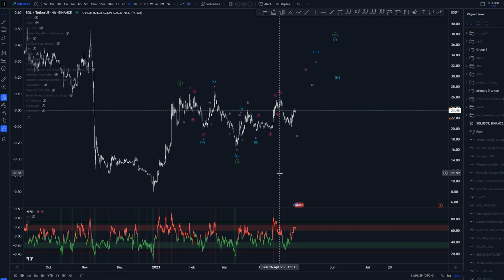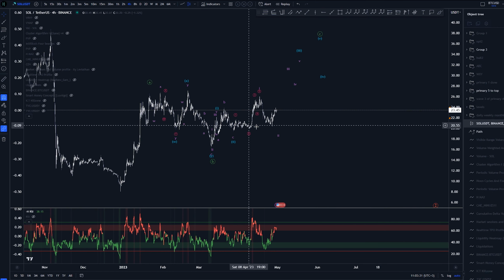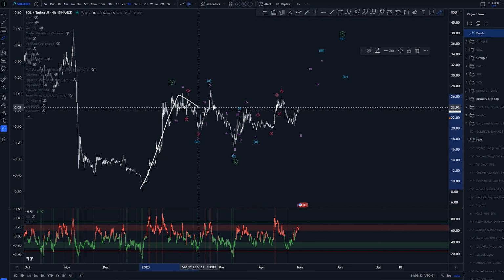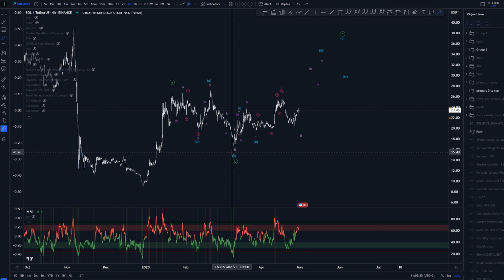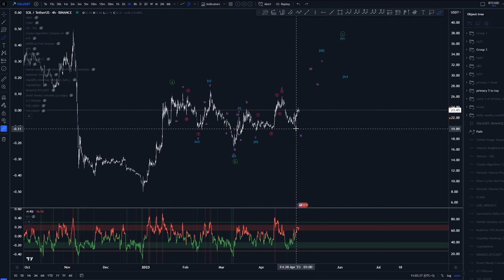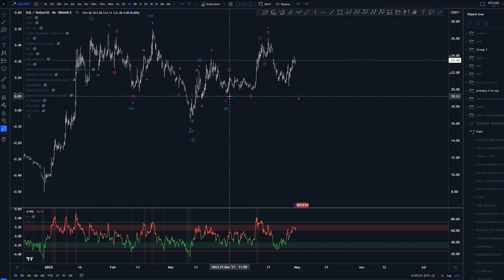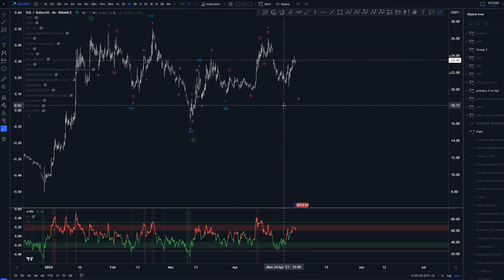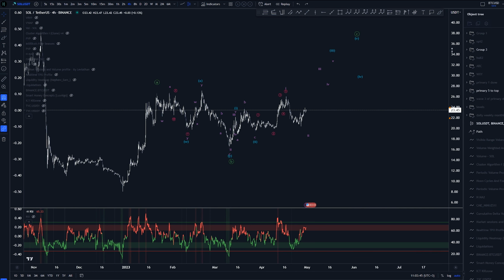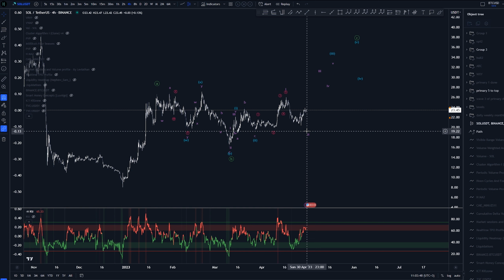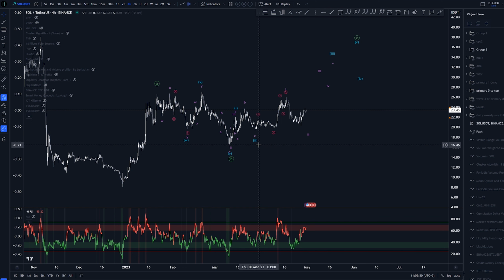But overall, what other options do we have? Well, one of them was this, where we have this as an AB. I don't really like this because again, we would have to force a 1, 2, 1, 2 here, where this is already starting to take quite a long time. Of course, this is possible. If you take out these lows here, I don't see that at all likely anymore. And at that point, I'll just remove this count. But for now, this looks decent still.